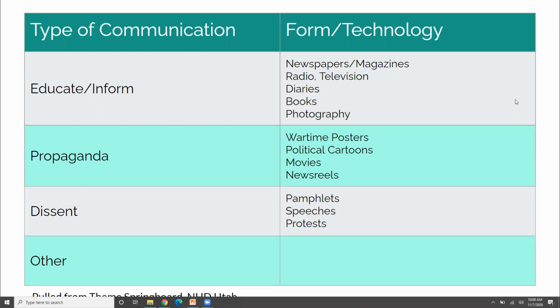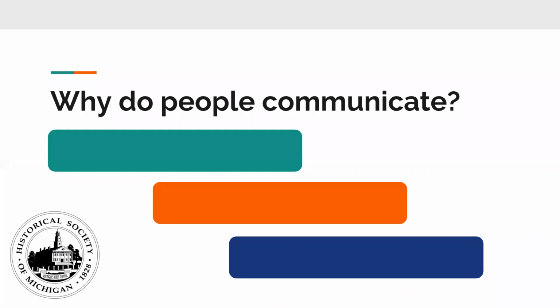So if you're still thinking about a topic, this is a way to look at it differently and try something else. So one part is how people communicate, and that's what we just quickly went over, but you also need to consider why people communicate and why they are trying to speak, or why they're using art, or why they're writing those newspaper articles, or why they're dissatisfied and holding a protest.